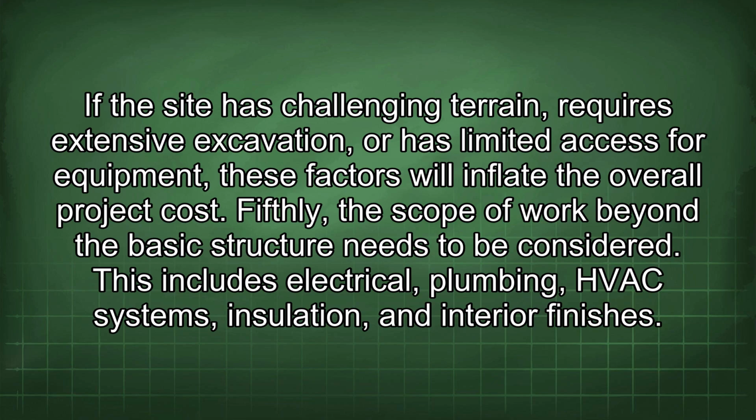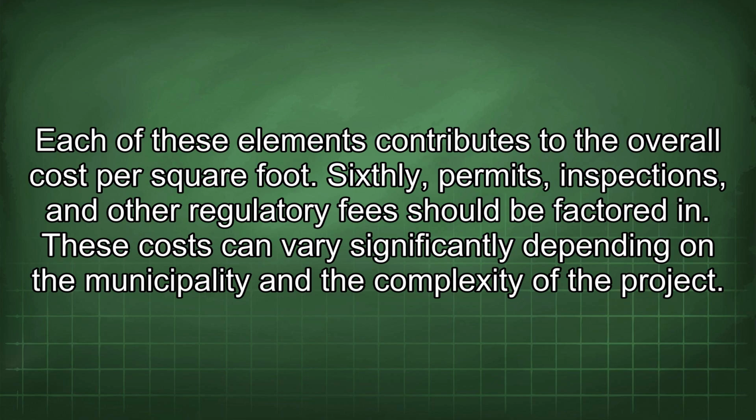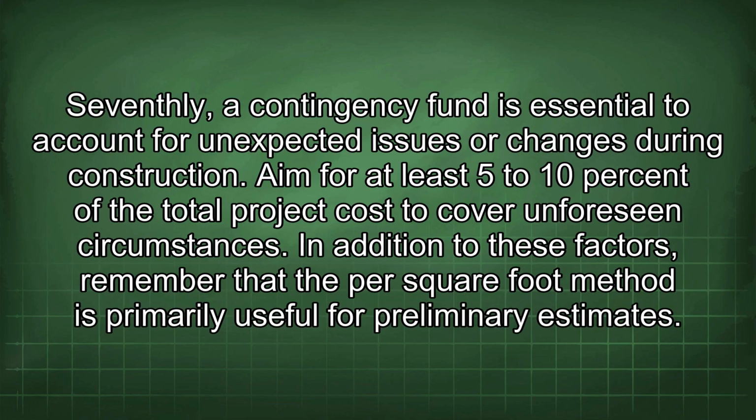Fifthly, the scope of work beyond the basic structure needs to be considered. This includes electrical, plumbing, HVAC systems, insulation, and interior finishes. Each of these elements contributes to the overall cost per square foot. Sixthly, permits, inspections, and other regulatory fees should be factored in. These costs can vary significantly depending on the municipality and the complexity of the project. Seventhly, a contingency fund is essential to account for unexpected issues or changes during construction. Aim for at least 5 to 10% of the total project cost to cover unforeseen circumstances.